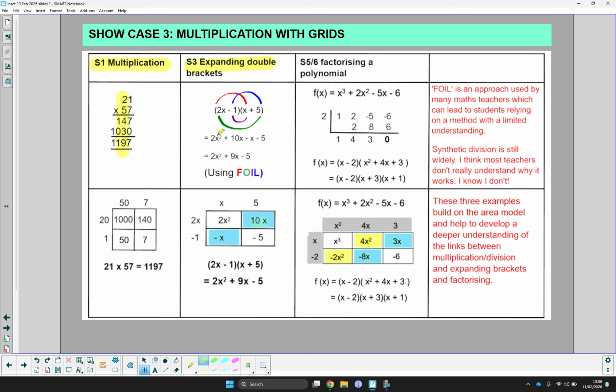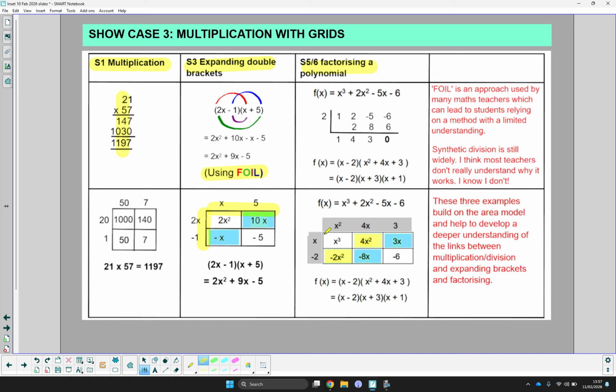I have definitely expanded double brackets using the FOIL acronym, and synthetic division for factorising a polynomial. I have definitely taught with that in the past. The problem here is this is 3 different approaches for what is essentially just multiplication. So here we can see a grid being used for the same 3 problems, and hopefully those 3 images sell the story well enough that if I know how to multiply 2 digits by 2 digits in a grid, I can multiply 2 term by 2 term expressions together.